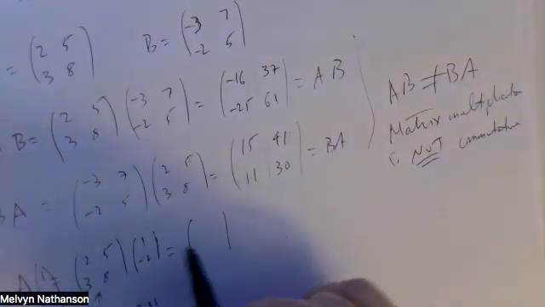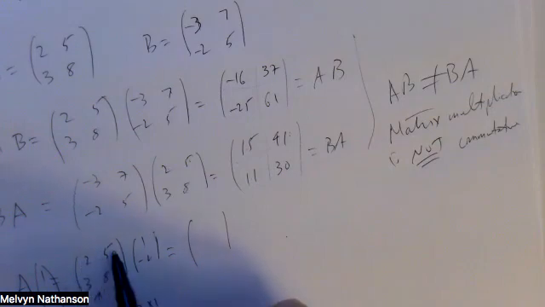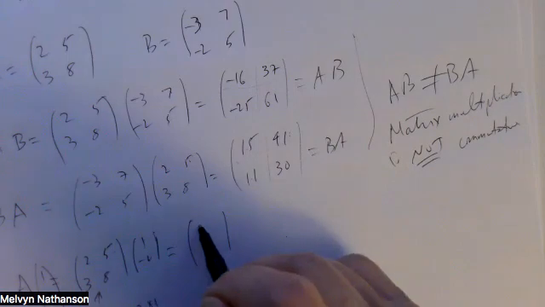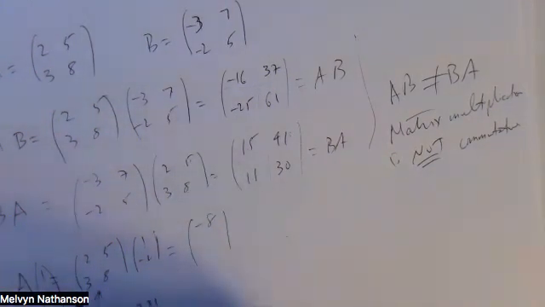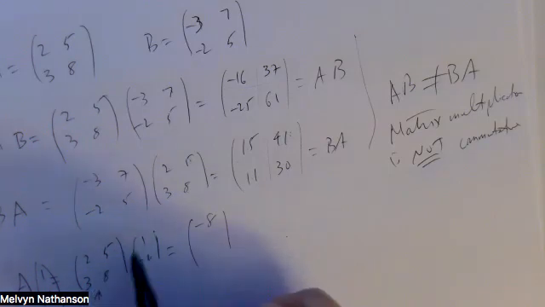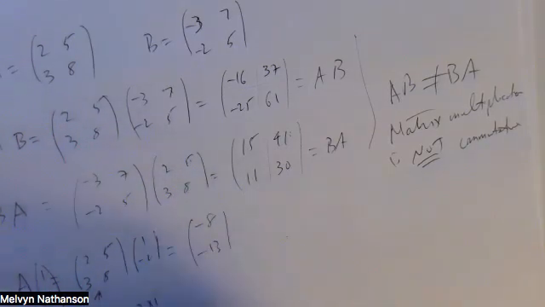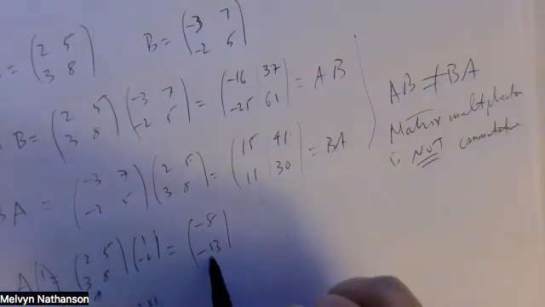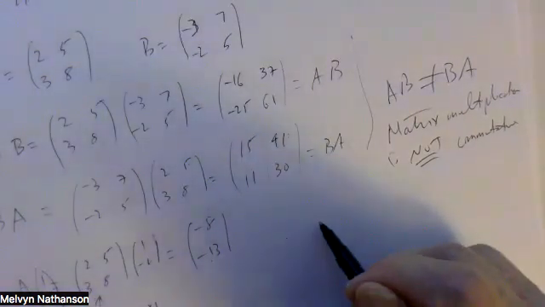So the first coordinate, take the first row into the only column, the first column. 2 minus 10 is minus 8. Second row, first column. 3 minus 16 is minus 13. So this matrix times this column vector gives another column vector.